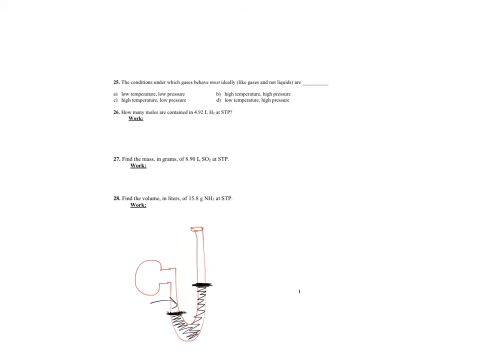All right, number 25, the conditions under which gases behave most like ideal gases. Remember, we were talking about when is a gas most like a gas. And a gas is most like a gas at very, very high temperatures and low pressures, because the particles can be very far apart. So that is the most. And if I asked you when is a gas least like a gas, it would be the opposite, at low temperatures and high pressures.